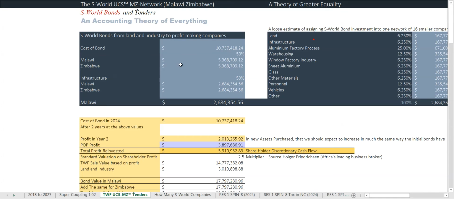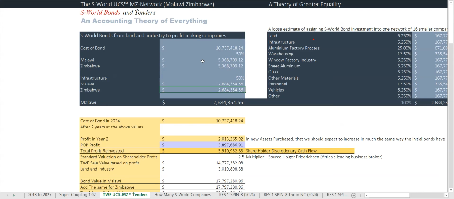Sorry, let's orientate it. An accounting theory of everything, a theory of greater equality. The bond, we're selling S-World bonds. We're not now, not until S-World UCS has proved the theory. But when it has, the bond costs 10.7. Half of that in this scenario is going to Malawi, half of it's going to Zimbabwe.